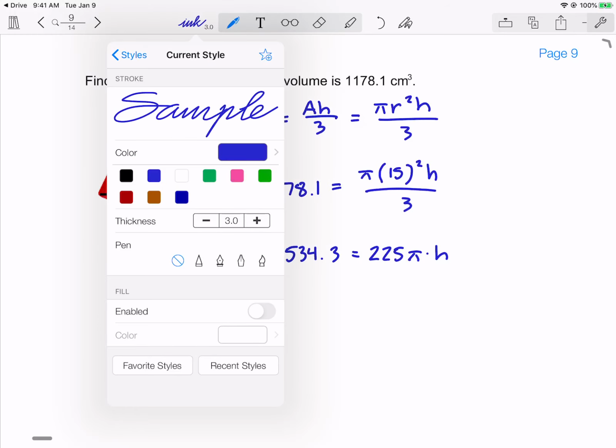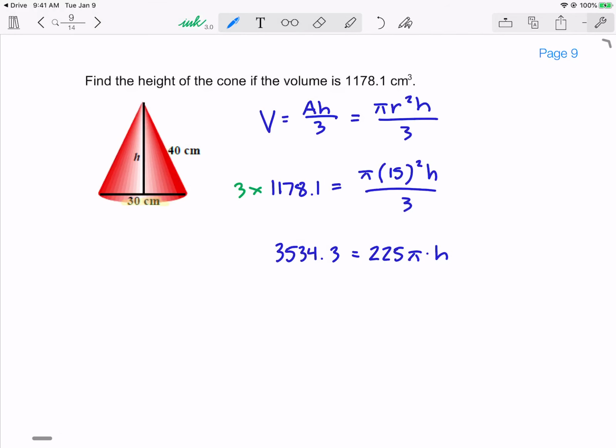So again, I multiplied both sides by 3 here. And now I want to divide both sides by 225 pi. And when I do that in my calculator, I want to make sure I put the 225 pi in parentheses. Otherwise, I will run into an error.